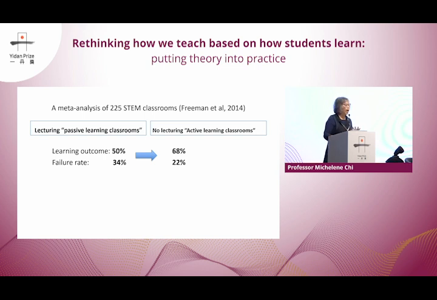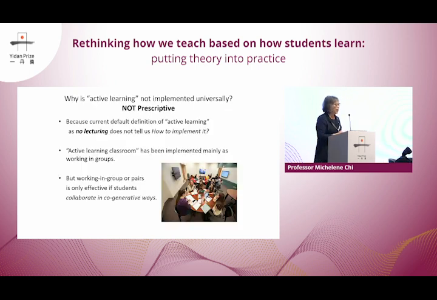So the question becomes, why isn't active classroom implemented everywhere universally? The reason is that it's not prescriptive. Currently, active classroom is defined by default, that is, it's no lecturing, but it doesn't tell us exactly how to implement it. It has been implemented simply by having students work in groups or in pairs, just because in groups people are more active. But working in groups and pairs is only effective if students collaborate in a co-generative way, which I will define in a second.